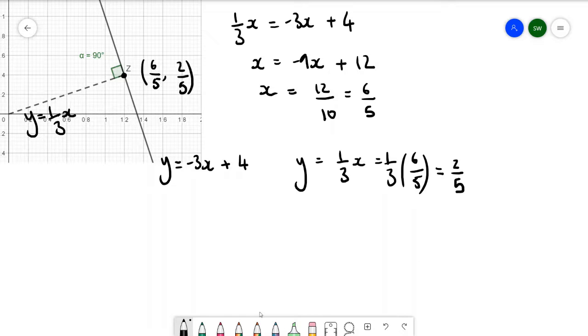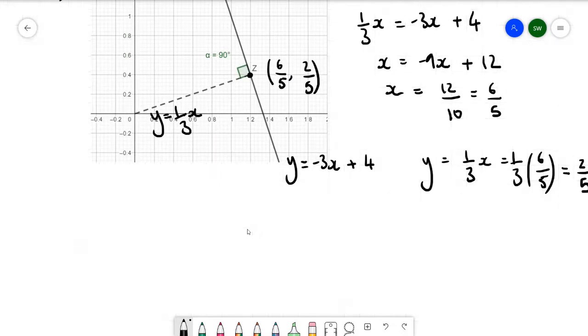So all we need to do is work out what's the length of this dotted line here. That's what we're trying to find, because that's the minimum value for the modulus of z. So we can just use Pythagoras to work out what the modulus of z is. Another way of thinking about this is a complex number, which has real part 6 over 5 and imaginary part 2 over 5 i. So we're just working out the modulus of that complex number.